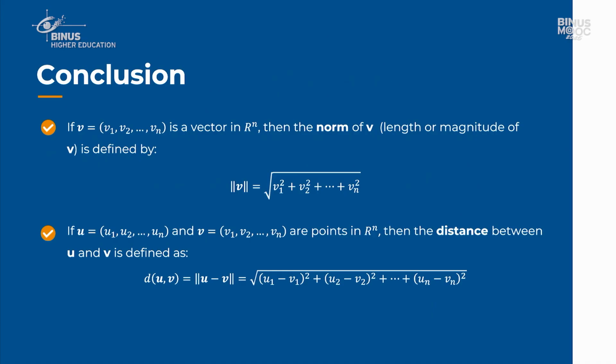The conclusion of the module is, the first one is, if v is a vector in Rn, then the norm of v, or the length or magnitude of v, is defined by the norm of v equals the square root of v1 squared plus v2 squared plus and so on until plus vn squared. And if u and v are points in Rn, then the distance between u and v is defined as d(u,v) equals the norm of u minus v, or the square root of (u1 minus v1) squared plus (u2 minus v2) squared plus and so on until (un minus vn) squared.